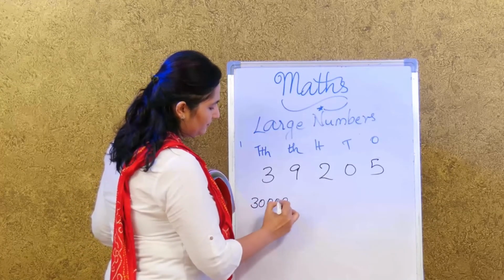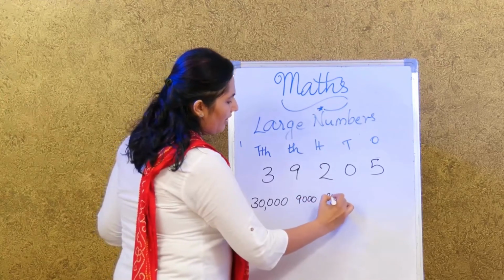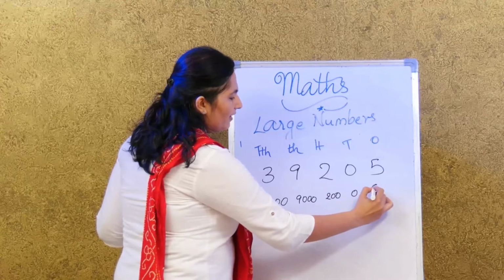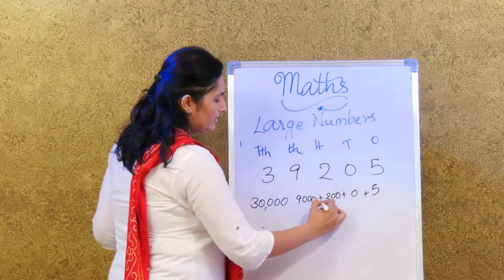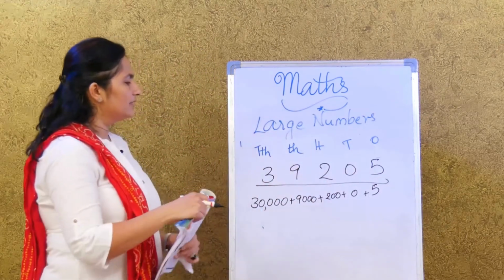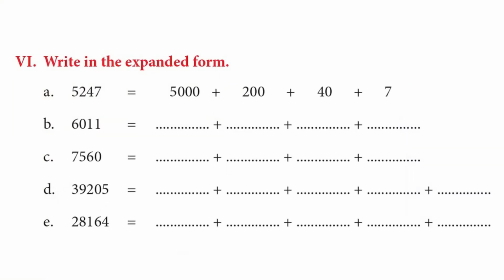30,000, 9,000, 200, 0 and 5. So, this is the expanded form of this 5-digit number, 39,205. Then, let us look at the next one in your page, 28,164.